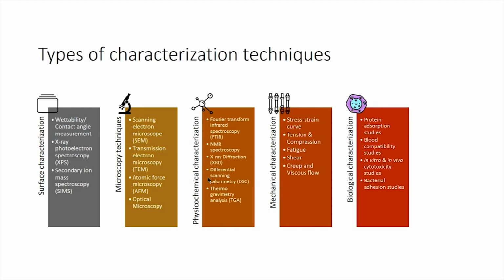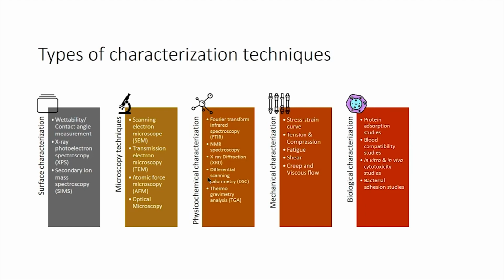Physicochemical characterization involves FTIR, which will characterize the functional groups present on the materials. With NMR spectroscopy, you can find out what bondings and what elements are present on the materials. X-ray diffraction will tell whether the polymer is amorphous, crystalline or semi-crystalline. DSC and TG analysis are thermal property characterization techniques, where you will find out the melting point, degradation, and glass transition temperature.